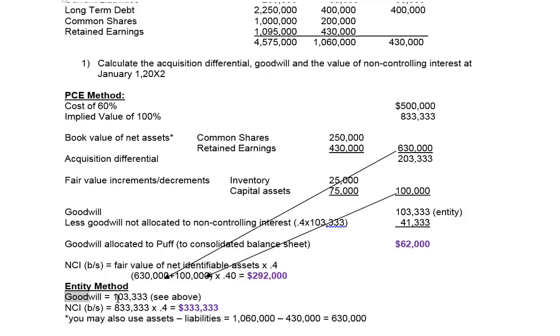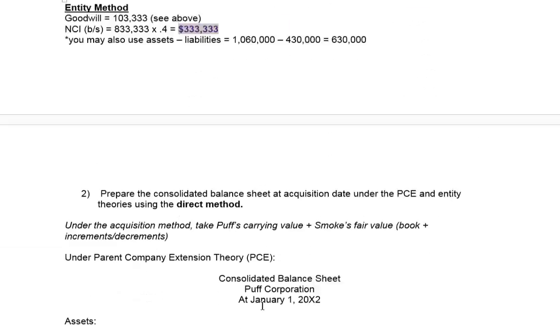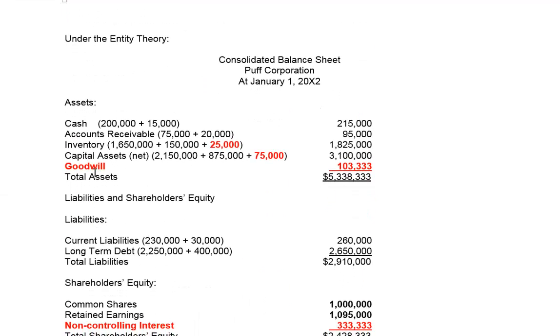Scratch that. But anyway, goodwill here is what we calculated before any deduction for anything not allocated to NCI. So in other words, we're going to take this 103,333 for goodwill onto the entity theory based consolidated balance sheet. We also are going to take in there 40% of the implied value of 100%, which is 333,333. So now, if we go down here into the entity theory and do the consolidated balance sheet, we'll see that we have goodwill of 103,333.